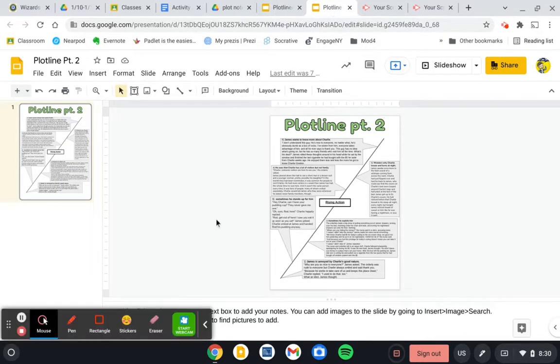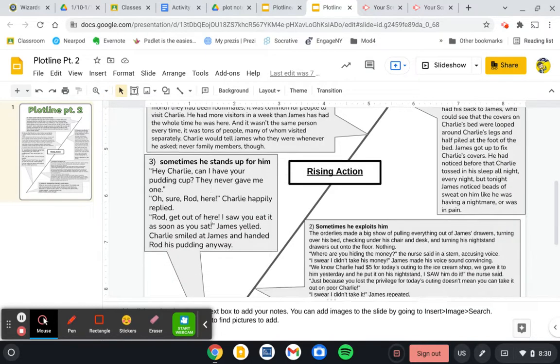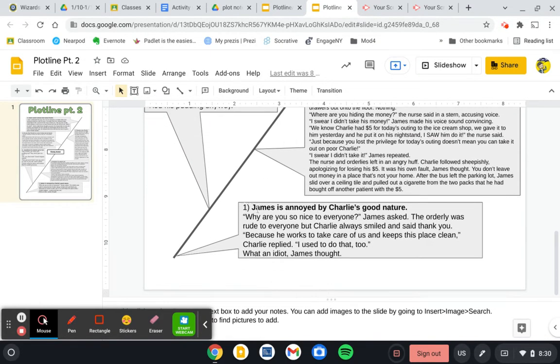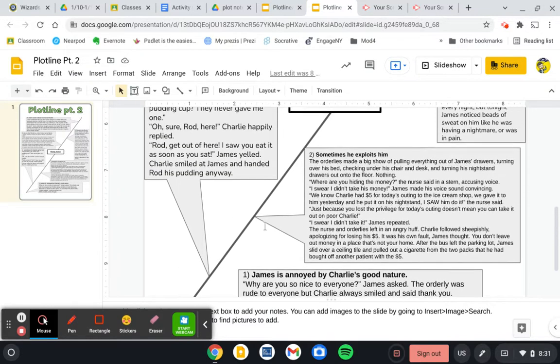As you can see, I've got it filled out with dialogue and with narration. And it goes chronologically from start to finish. So scene 1, James is annoyed by Charlie's good nature. I put that in there to help me kind of figure out what I wanted in that scene first. I did that with all of my bubbles.